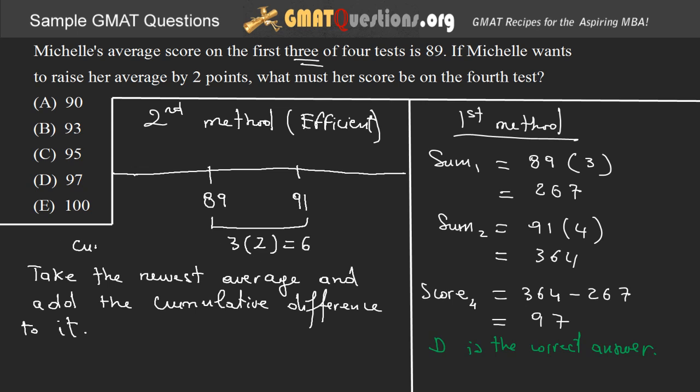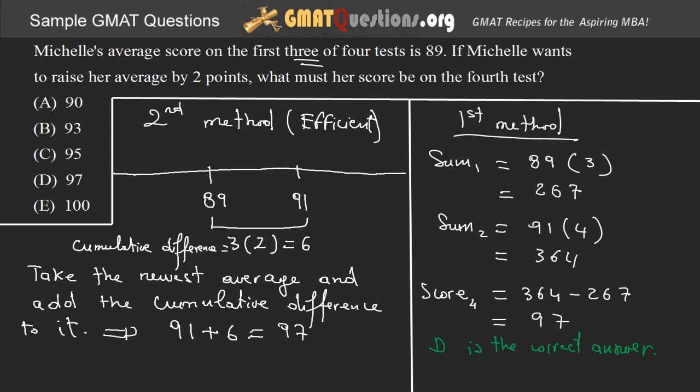Cumulative difference, gap, whatever you call it. So what does it mean? The newest average is 91. So all you have to do is 91 plus 6, and it's going to give us 97. Pretty cool, huh? Obviously, I'm explaining to you how to do this, but once you master this method, it's so easy. You can do this whole question within about 20 seconds. The first method is going to take a little bit longer than 20 seconds, but this new method I showed you takes about 20 seconds once you master it.